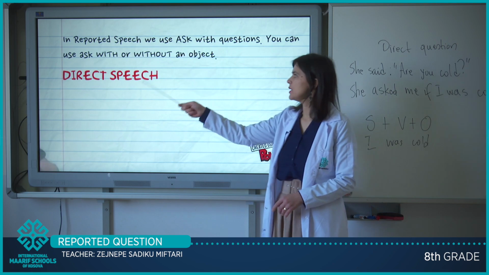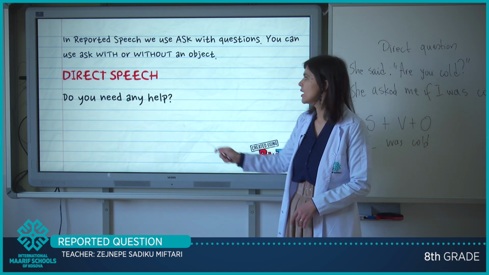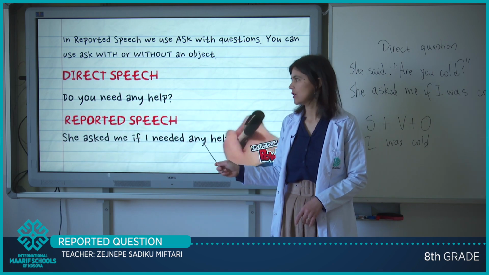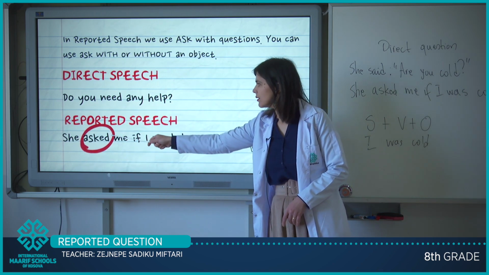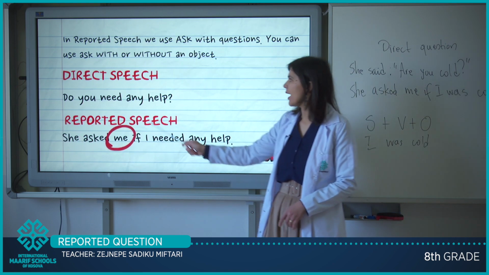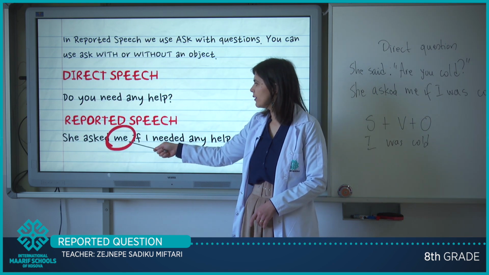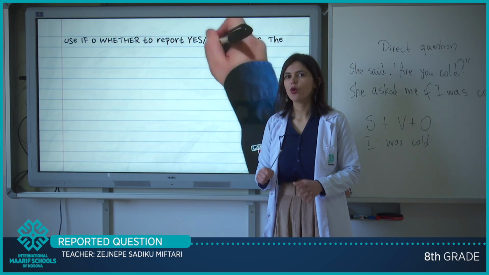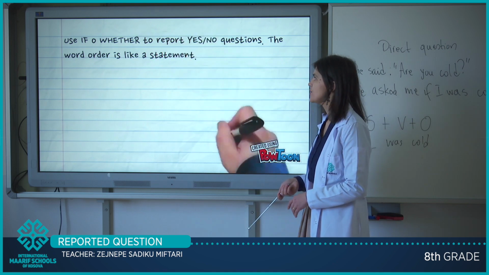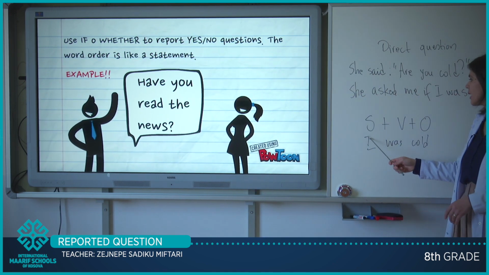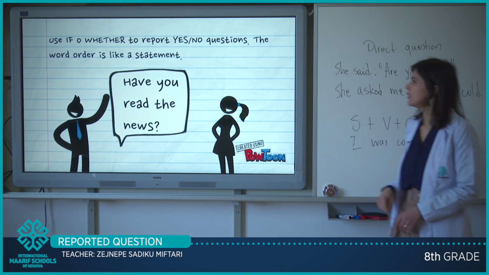So the direct speech or question in this case is, do you need any help? The reported speech or question should be, she asked me if I needed any help. So we have you and here we have me. You can use if or whether when you report a question. And the word order is a statement, as we said, that is subject, verb, object.